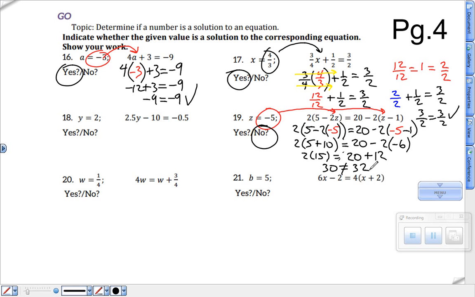So you can see it's still not a solution with that 2 in there. So again, you can double check, watch your work there. All right, next page, last page.